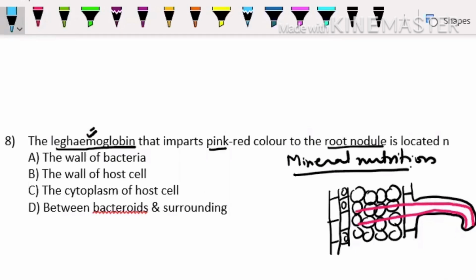So inside this, dividing bacteria are present, and they reach the inner cortical cells and stimulate the cortical cells and pericycle to form the root nodules. As a result, root nodule formation is done. I'm explaining it this side.